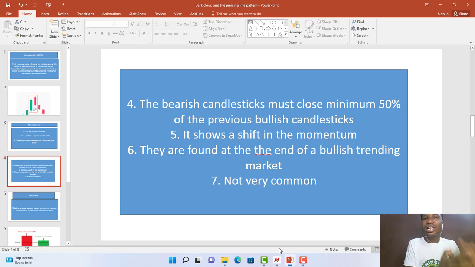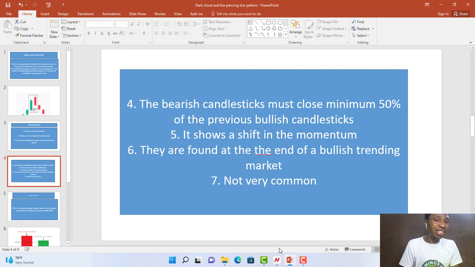90%, provided you are doing the right thing, 90% of the time, dark cloud plays out and works in your favor. It shows a sharp shift in momentum. So whenever you spot dark cloud, that's a very bad and a killer strategy. Use it to kill the market. They are found at the end of a bullish trending market.